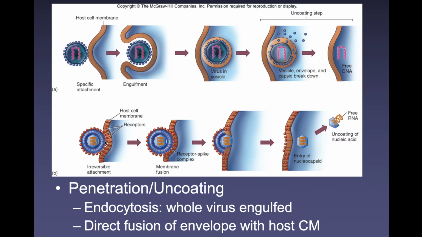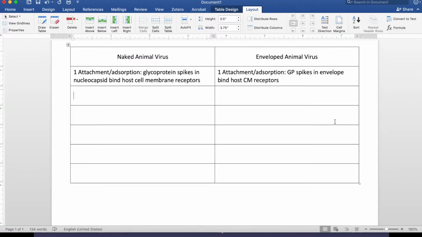So here we have the binding of the glycoprotein spikes with host cell membrane receptors, but now we have something called membrane fusion, where essentially this envelope cell membrane fuses with the cell membrane of this bound cell. And so during this fusion process, the internal contents of that enveloped virus, which is the nucleocapsid, are released to the inside of the cell. And then again, host cell enzymes come and digest that capsid, the capsomer subunits, releasing that free nucleic acid. So let's go back and add this to our list.